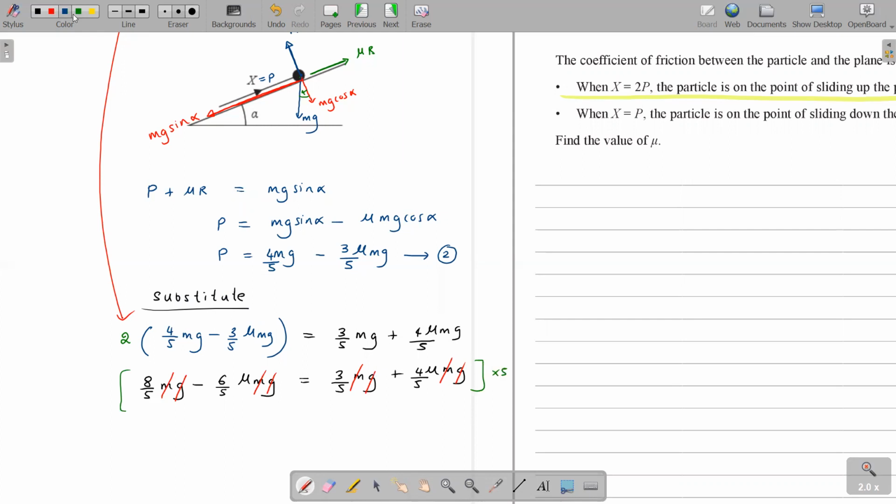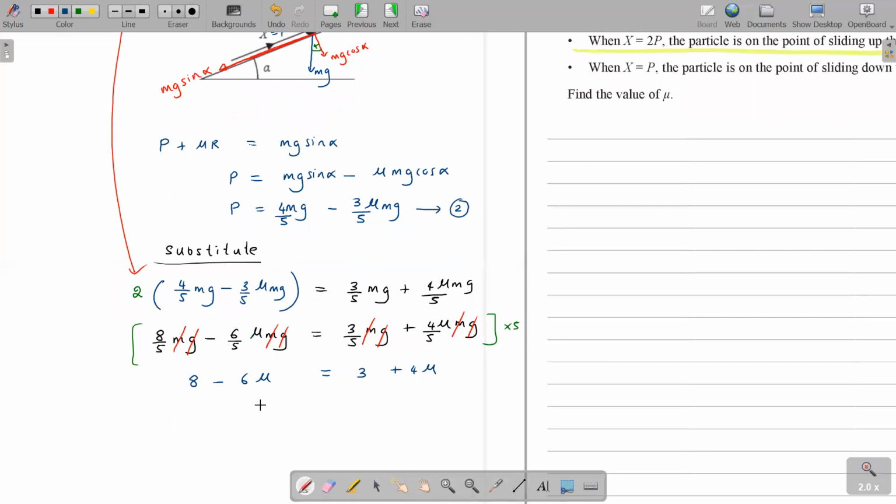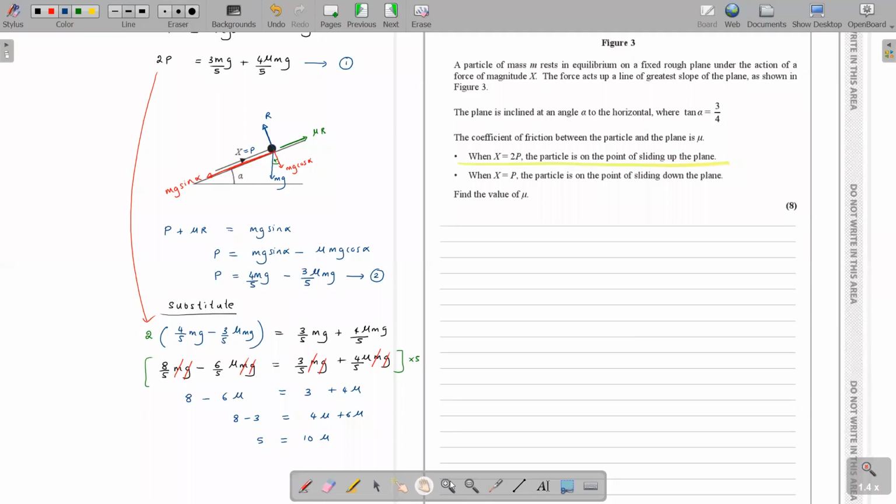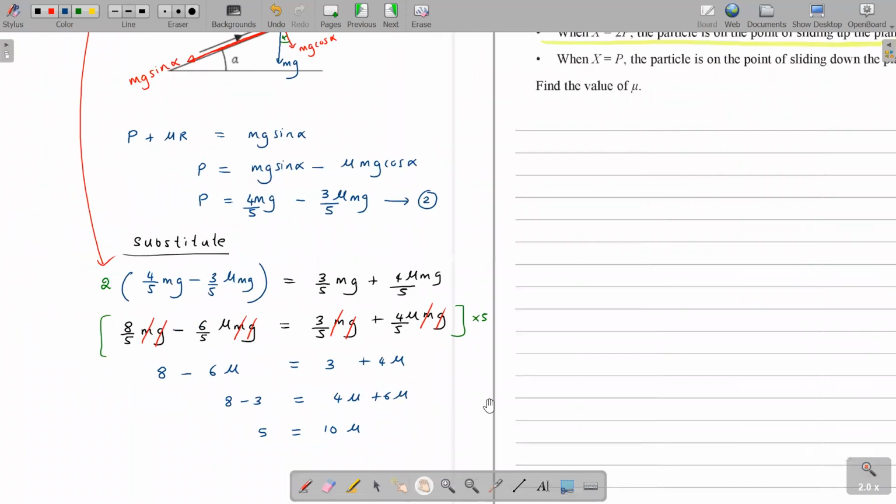5 will be removed. So I get here 8 minus 6 mu equals 3 plus 4 mu. So then I'll take 3 to the other side. 8 minus 3 and I get here 4 mu plus 6 mu. 8 minus 3 is 5 equals to 10 mu. This is okay. Wait, let me check again. I think I have some error here. Let's check that. Okay, so there's a slight error here, right?